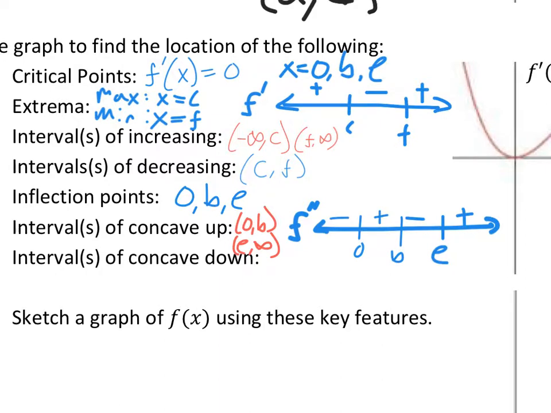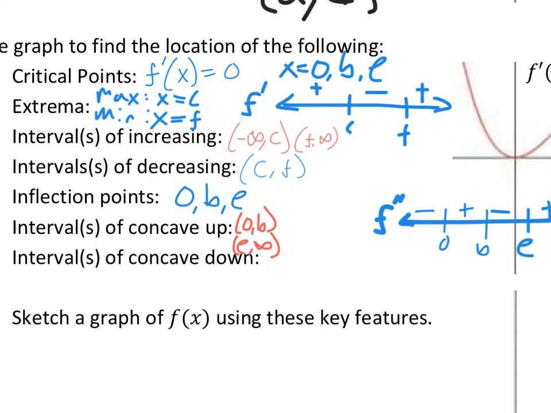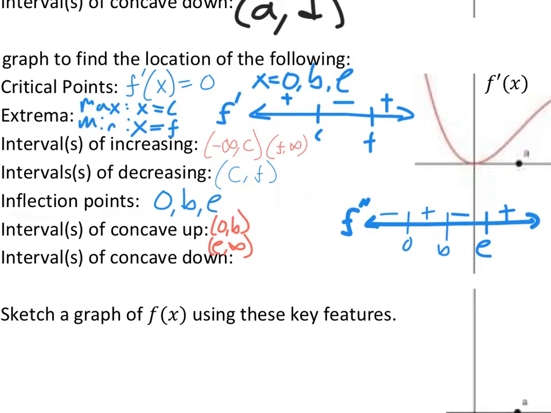And let's move this along. Concave down, looking at our, let's see here. The concave down is where we're negative, looking at our sine graph there. And so that's from negative infinity to 0 and from B to E. All right?